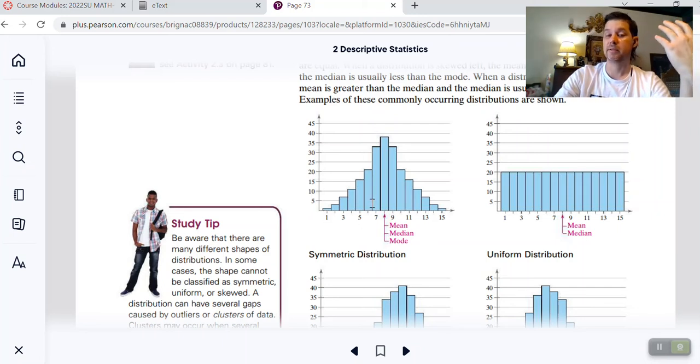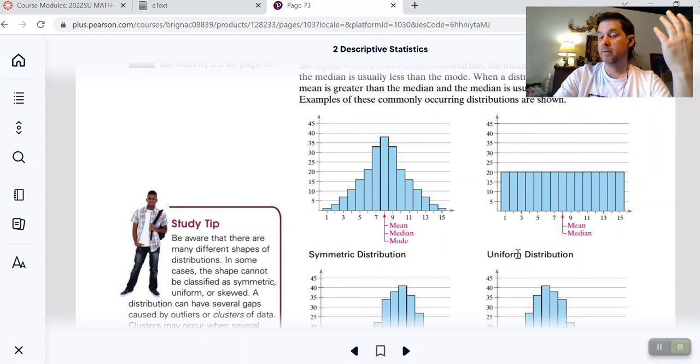So that's called symmetric. The reason it's called symmetric is you could split it right down the middle and both halves look the same. That's what symmetry is. Okay, our faces have symmetry. Right down the middle, the left and right half look roughly the same. Okay. This is called uniform distribution.